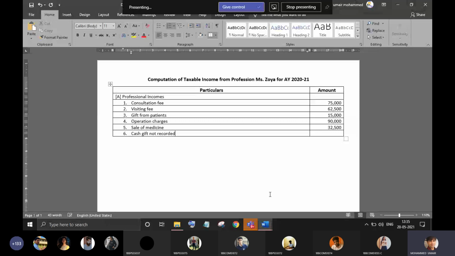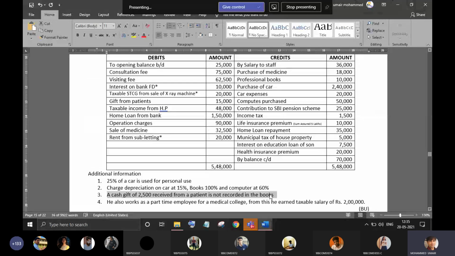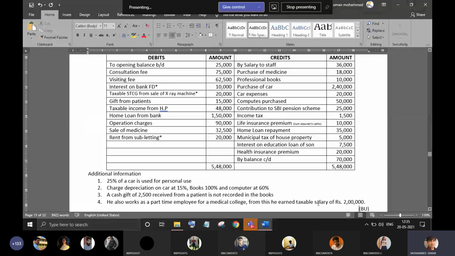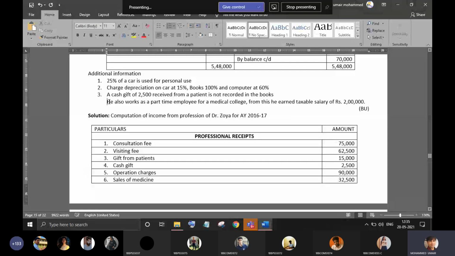There's one more income here. Fourth point: she also works as a part-time employee for a medical college. From this, she has earned a salary of 2 lakhs. So she is also a professor or part-time employee in a medical college from which she has earned salary income. The word salary is clearly used, so we can't treat this as an income from profession. We can't take it.